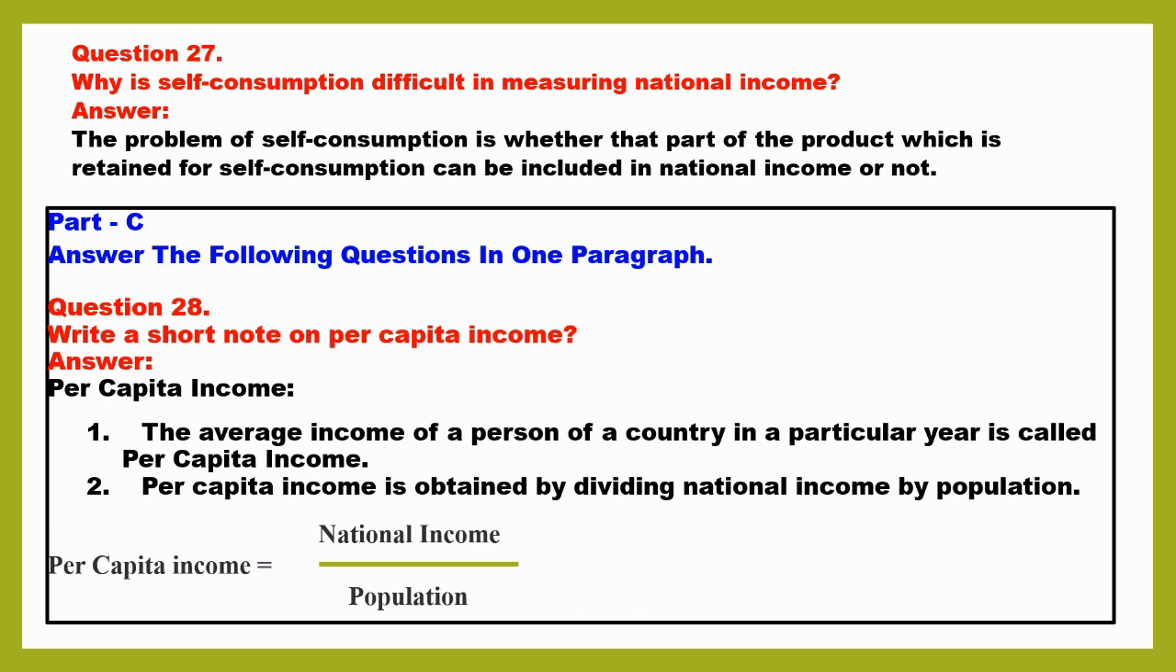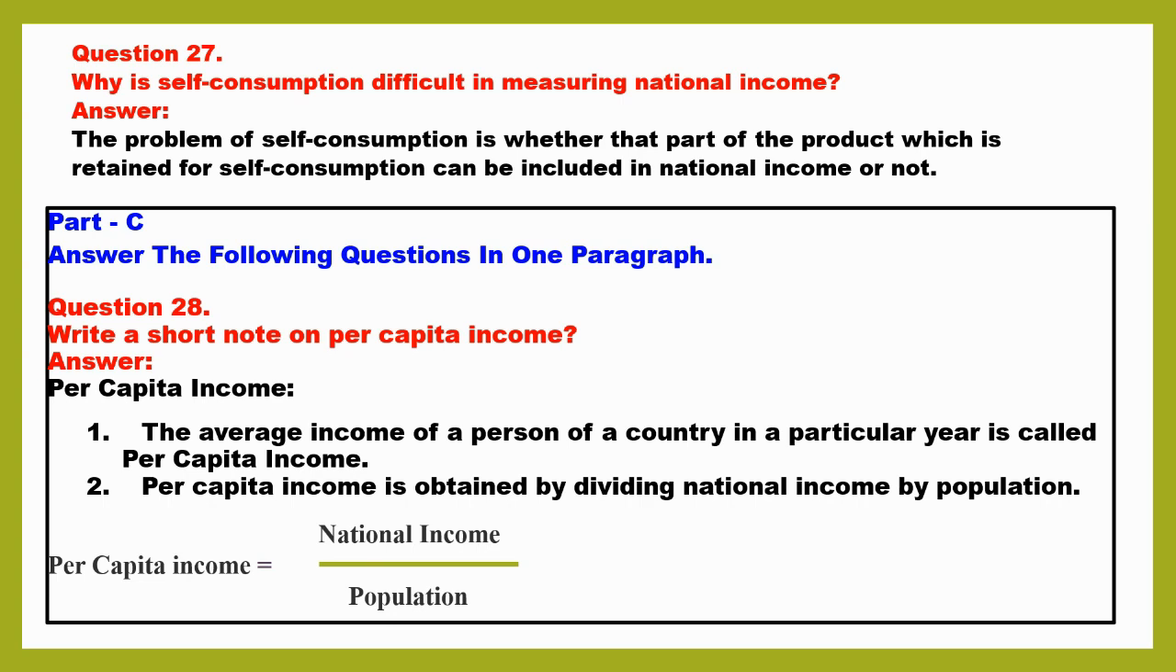Next question, why is self-consumption difficult in measuring national income? The problem of self-consumption, our personal consumption, is whether the part of the product which is retained for self-consumption can be included in national income or not. See, farmers keep a large portion of food and other goods produced on their farm for self-consumption. The problem is whether the part of produce which is not sold in the market, which he keeps for his personal consumption, can be included in the national income or not. It is a big question. There is always confusion over whether products kept for self-consumption come into national income. So it is a great difficulty in calculating national income.